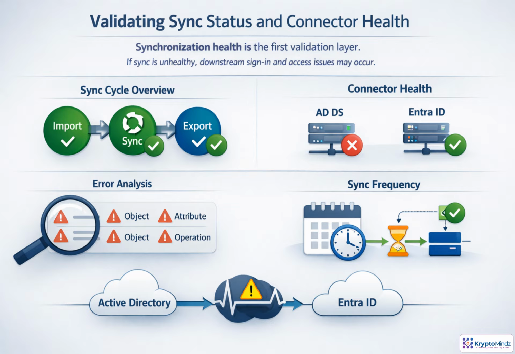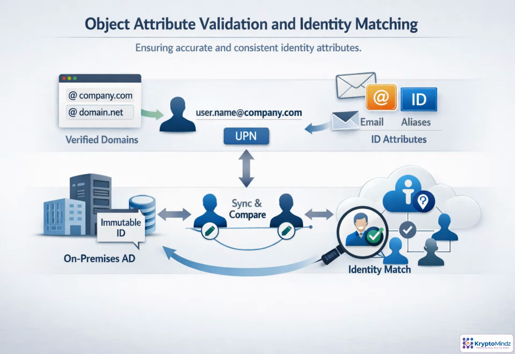Attribute validation makes identity matching predictable. Start with the user principal name. It should use a verified domain and match the sign-in format users are expected to use. Then check uniqueness for mail, proxy addresses, and user principal name, because duplicates can break mail routing or cause the wrong object to match. For synced users, the source anchor or immutableId must remain stable over time. A practical approach is to compare a pilot group side by side between on-premises AD and Entra ID, then resolve mismatches before expanding synchronization.